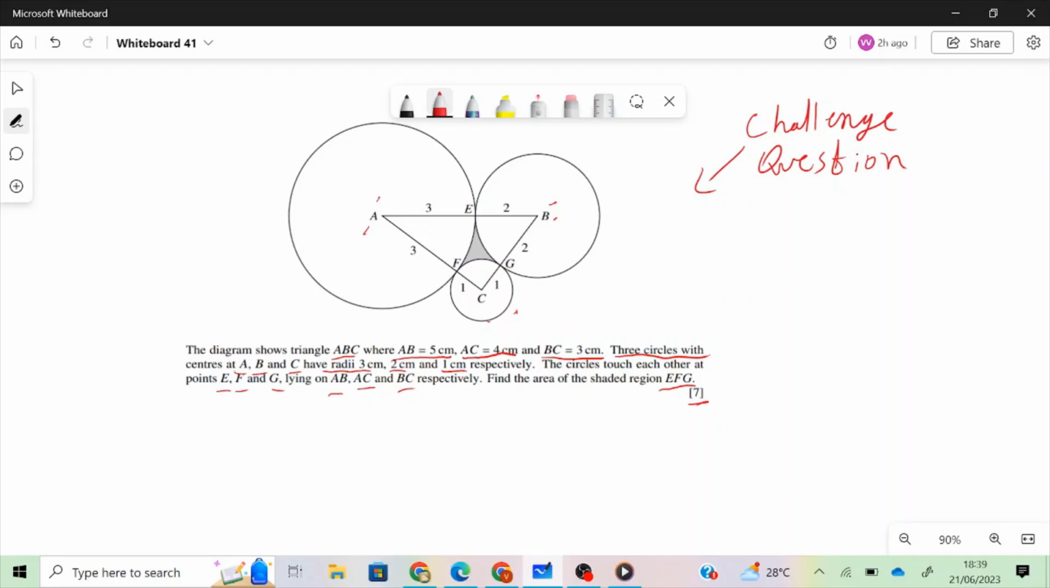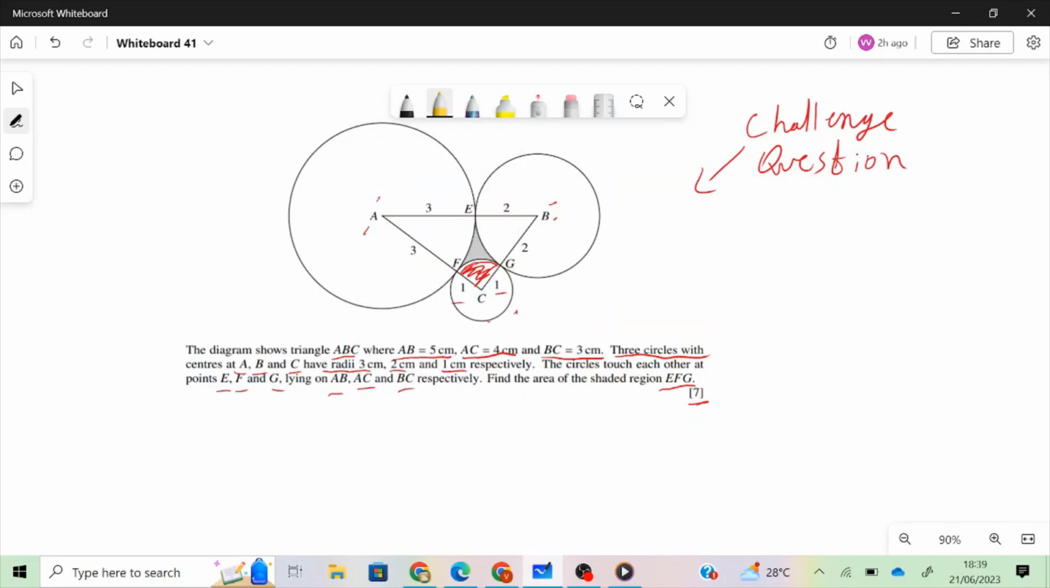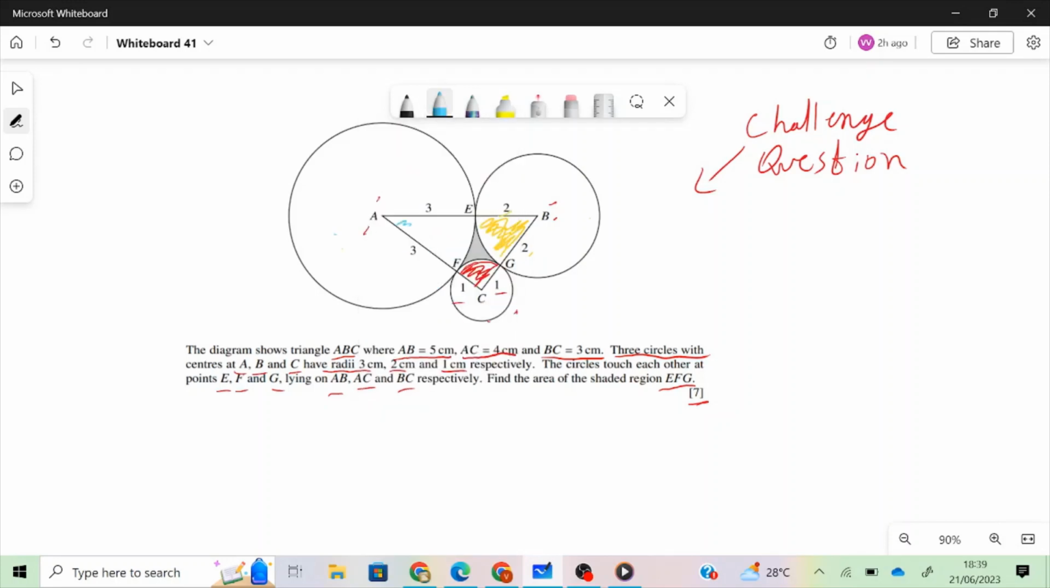This small sector over here has a radius of 1, as you can see. If I use another color real quick, yellow, and look at this sector over here, this one has a radius of 2. And if I look at this sector over here, this one has a radius of 3.